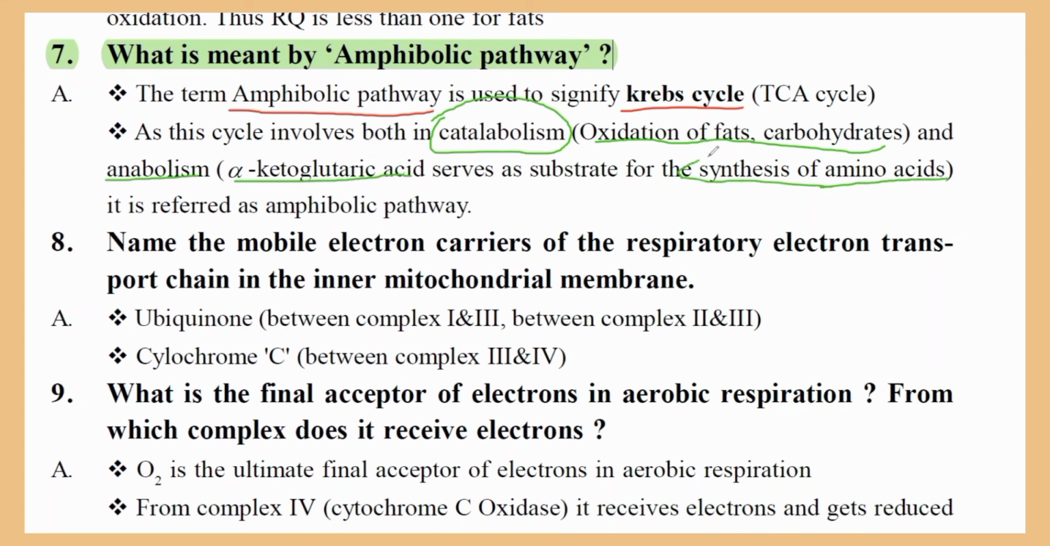So ఇక్కడ రెండు జరుగుతున్నాయి, synthesis and catabolism. Catabolism అంటే breakdown, that is catabolism. Synthesis అంటే anabolism. So because in the Krebs cycle both reactions are occurring, it involves both catabolic and anabolic ways, so this is called an ambibolic pathway. The Krebs cycle is also called the tricarboxylic acid cycle.